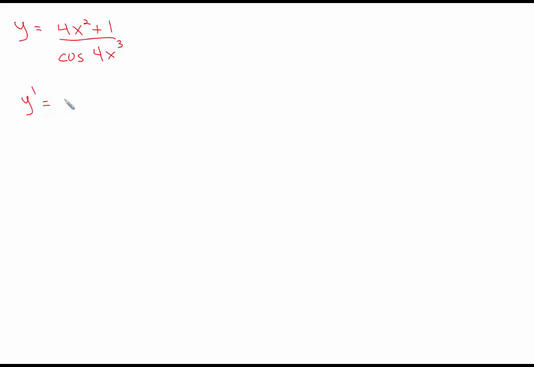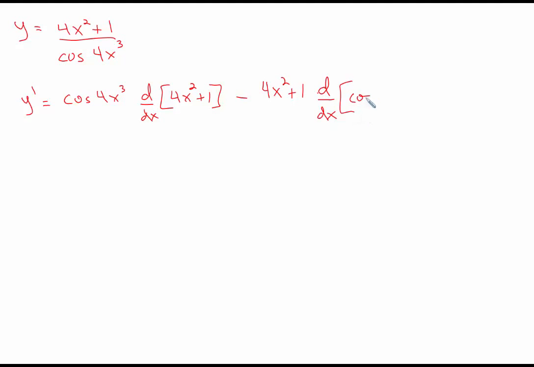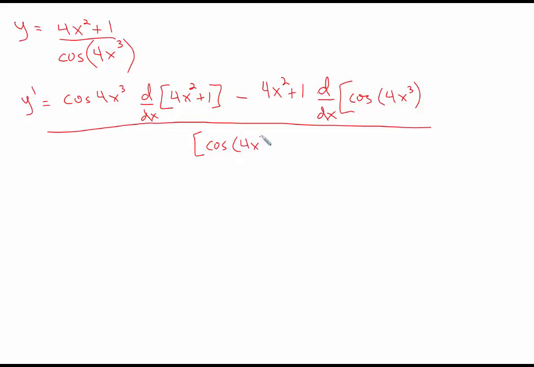So we have y prime is equal to the low function, low d high, the derivative of the high function, 4x squared plus 1, minus high d low, the high function, times the derivative of the low function, cosine of 4x to the third. You can put the parentheses right here. All over the low squared. Cosine of 4x to the third squared.